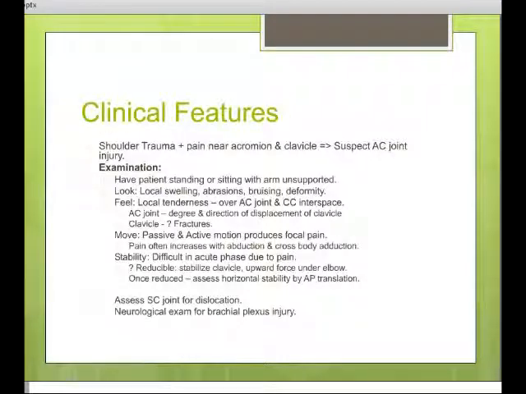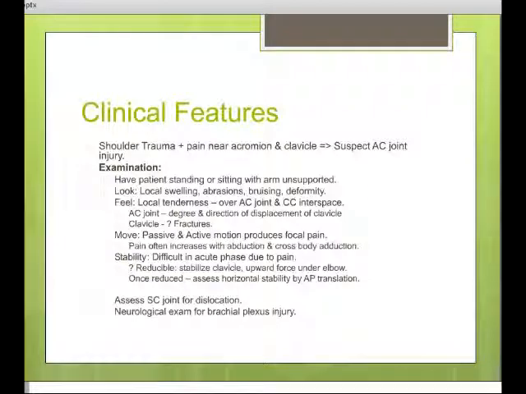Look for any local swelling, abrasions, bruising, deformity. Feel for any tenderness over the AC joint and also in the CC interspace. Examine the AC joint and distal clavicle and see if there's a degree of displacement, and see what direction that's in. Also assess to see if there are any clavicle fractures. Movement will often be painful. Also assess the sternoclavicular joint for dislocations, and do a neurological exam as well.